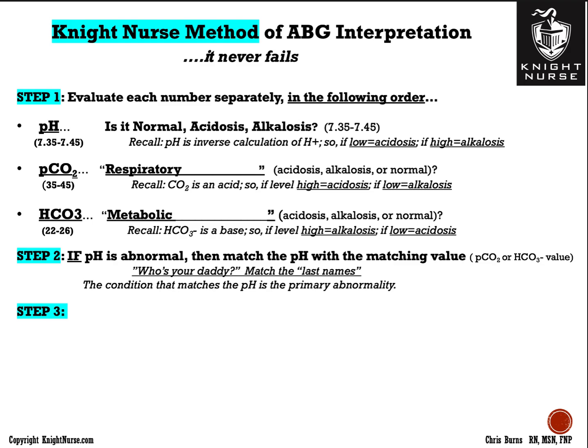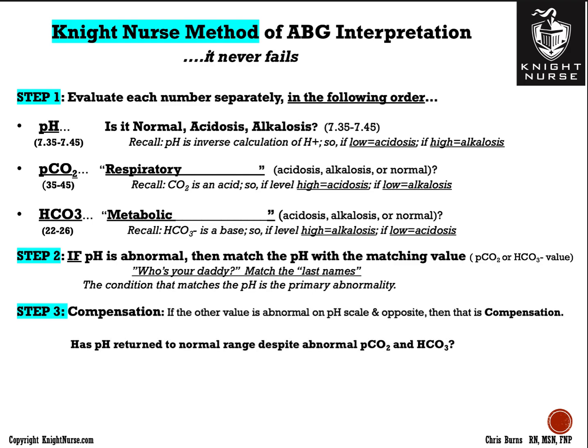Now, sometimes you'll have a third step, which is to check for compensation. If the other value that isn't the first cause is abnormal, then it may be compensating. Especially if it's opposite, so one will be acidosis, one will be alkalosis, and so one is the primary problem, the other one is trying to correct the primary problem. It's trying to compensate. And sometimes the pH is completely returned to normal, and you have abnormal PCO2 and bicarb, and it's completely compensated. So if the other value that isn't the primary is abnormal, then you have compensation. If it's not abnormal, you have no compensation.